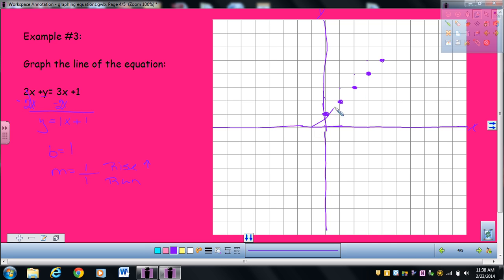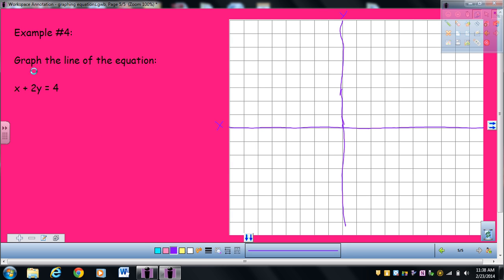And I can go ahead and connect those points. And that would continue down that way too. And of course, it's really easy if you have your ruler or some kind of straight edge to just line up to those dots and trace your line all the way through. Makes it so much easier. So this is y equals x plus 1.